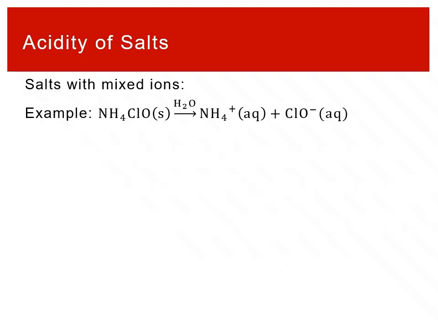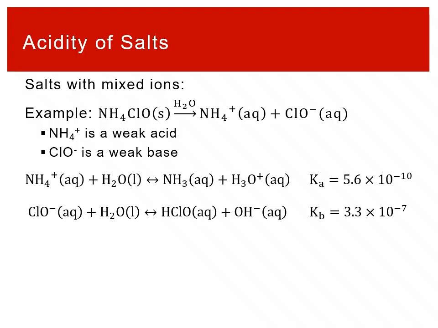You can also have issues where you have mixed ions in a salt. So for example, ammonium hypochlorite, NH4ClO. When that dissolves, you get ammonium, which is a weak acid, and hypochlorite, which is a weak base. So both of these are in solution, and the question then is whether this overall is going to increase or decrease the pH. And so again, we turn to the Ka and Kb values of these ions. We can see the Ka of ammonium, 10 to the -10th, and the Kb for hypochlorite, 10 to the -7th.